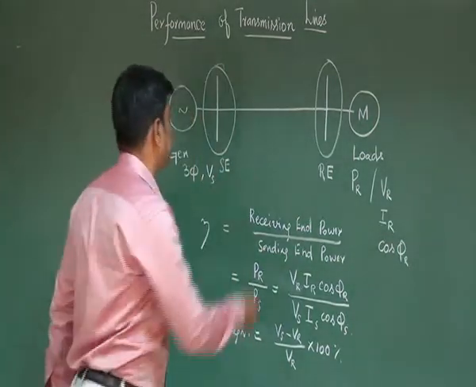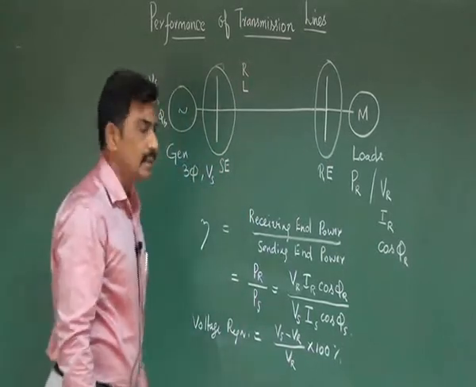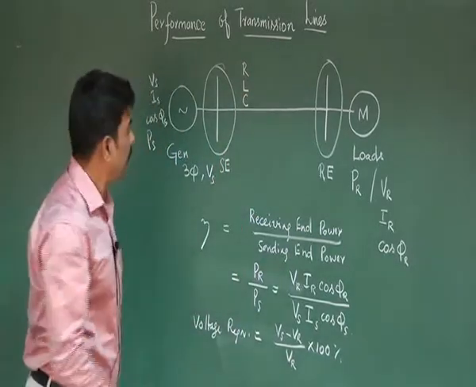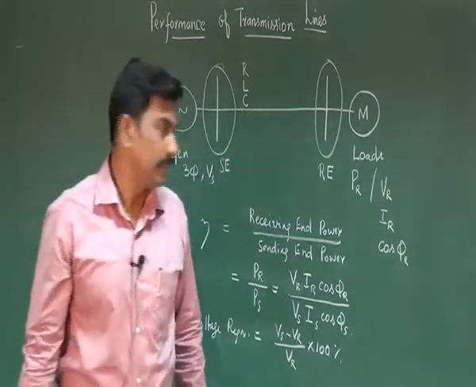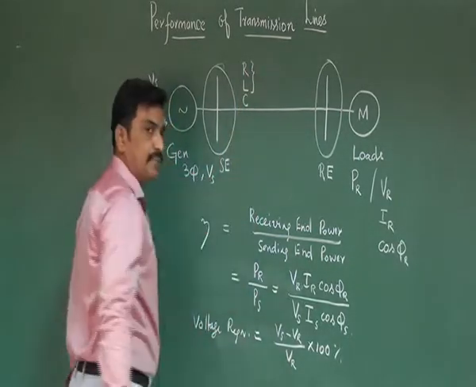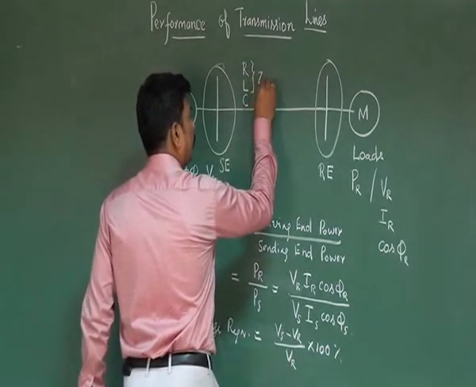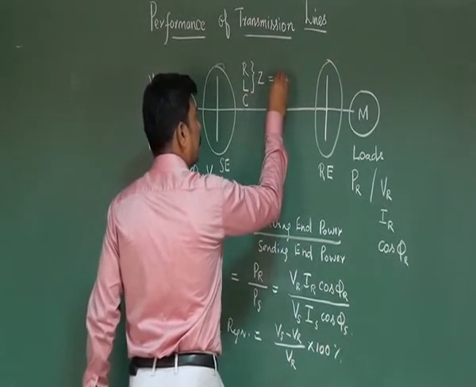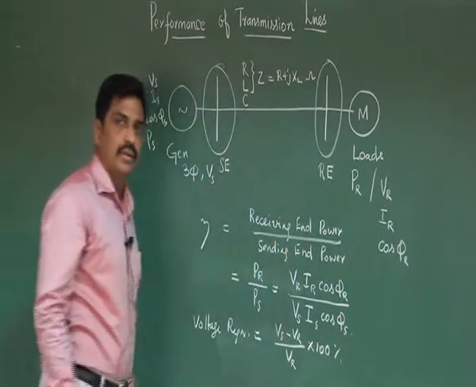One is R, the resistance of the transmission line. The second one is inductance of the transmission line, and the third one is capacitance. That is, capacitance actually lies in between any one of the lines and the neutral or ground. Now here, these two form the series impedance, that is, series resistance and inductive reactance. Z is equal to R plus jXL. This is called series impedance.